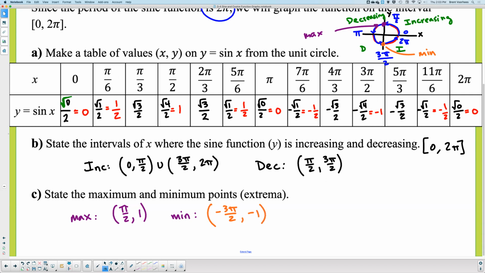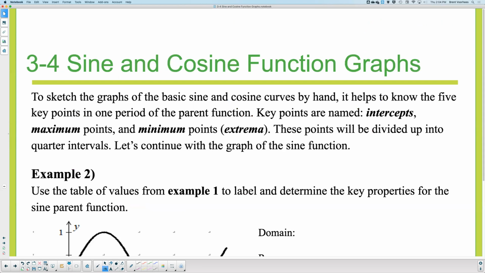So we're trying to tie in a lot of things today. We're trying to tie in the unit circle and the graph. And I have something to show you at the end of class. It'll hopefully make it a little easier to see, but we'll have to get there first. All right, so moving on.